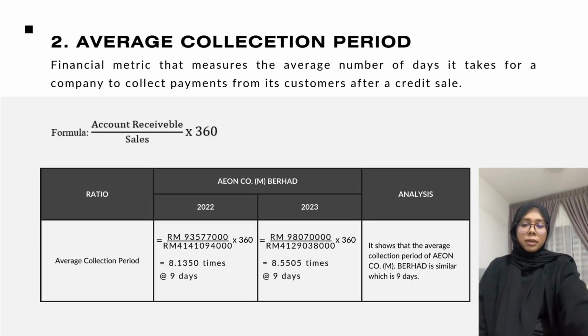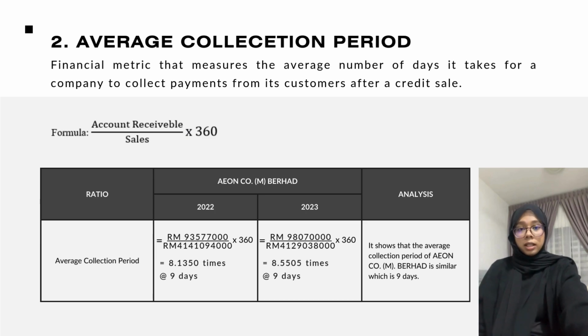A short average collection period shows effective credit policies and collection efforts, while a long average collection period means that customers take longer to pay their dues and could signal weak credit policies or inefficiencies in collection.